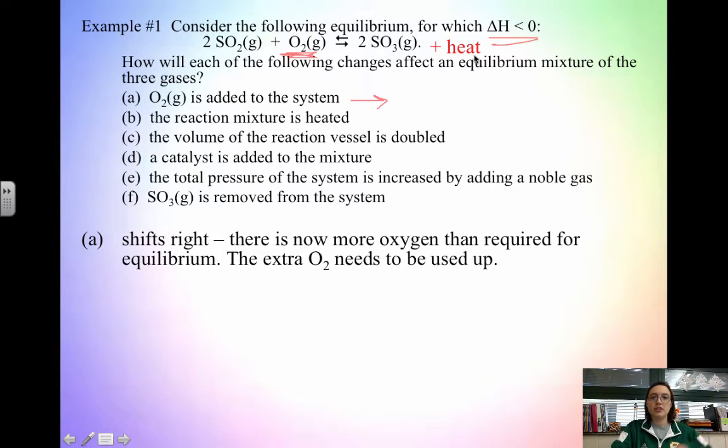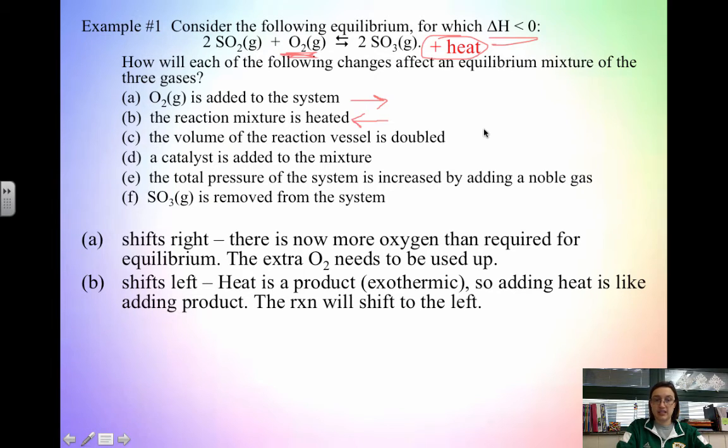So if the reaction mixture is heated, that means that we add more product. We now have more heat than is necessary for equilibrium. So we need to use up this extra heat that we've just added, which means it's going to shift toward the reactants. So it's going to shift left. And that's because, again, heat is a product, so adding heat is like adding extra product, and we need to use that up. So it's going to shift to the left. We're going to use up that heat, we're going to use up SO3, and we're going to create more SO2 and more O2.